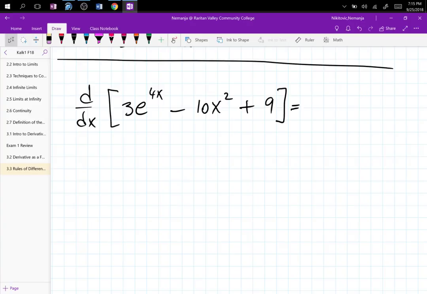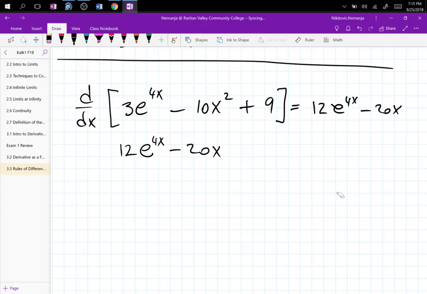Okay. So what do I have? What's the first one? 12e. 4x. Okay. Come on, Flash, let's go. Oh, like a whole minus 20x. All right. That's it. Good. Well, maybe we can put it here. 12e to 4x minus 20x and be done.